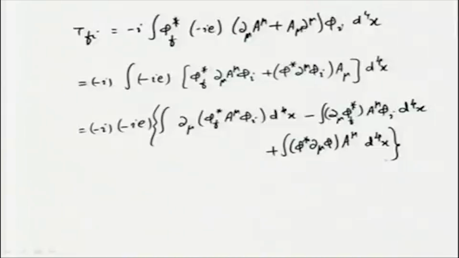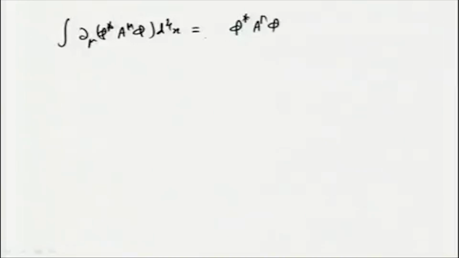Now, look at the first term. The first term is a derivative term integrated over the volume. So, that is going to give me, let me look at that. The integral of ∂_μ(φ* A^μ φ) d⁴x is equal to φ* A^μ φ evaluated at the boundaries.